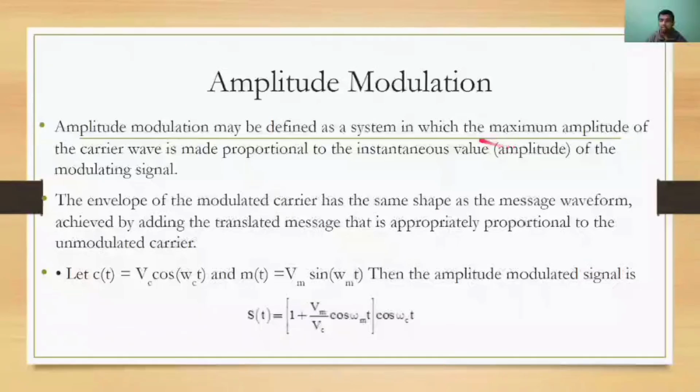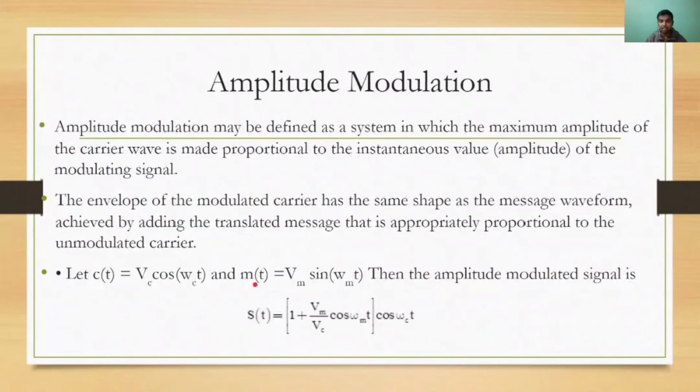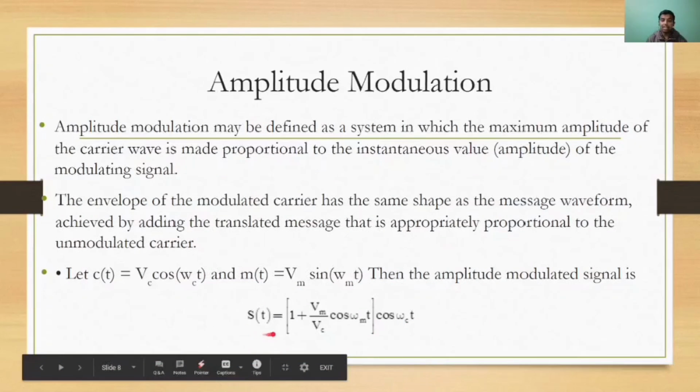In amplitude modulation, the maximum amplitude of the carrier wave is made proportional to the instantaneous value of amplitude of the modulating signal or the message signal. The envelope of the modulated carrier has the same shape as the message waveform, which was achieved by translating the message that is appropriately proportional to the unmodulated carrier. So if we assume c(t) to be the equation of the carrier wave, which is Vc cos(ωc t), and m(t) the message signal, equal to Vm sin(ωm t), then the amplitude modulated signal is s(t) = (1 + (Vm/Vc) cos(ωm t)) cos(ωc t).